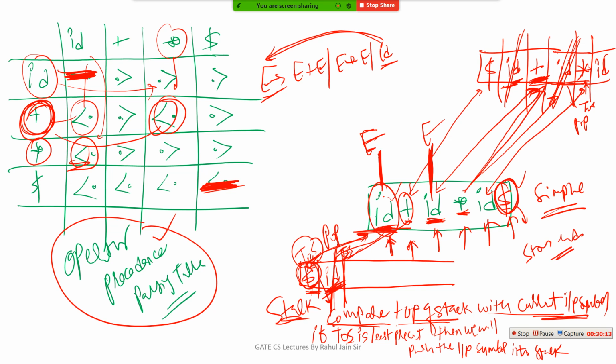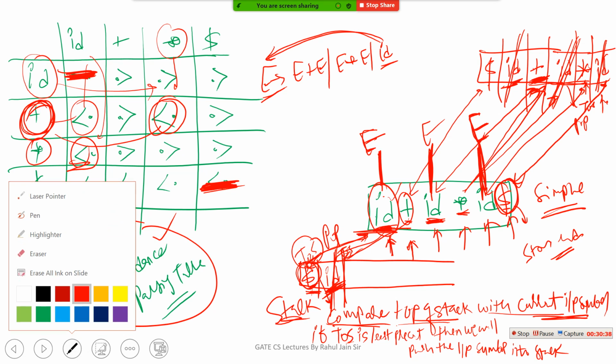Now, if my input string has ended, one by one I will pop off the elements from the stack. How to pop off? Now I need to compare this dollar with this id. The top of stack has higher precedence, so this id will pop off. If this id pops off, it will be replaced with capital E.